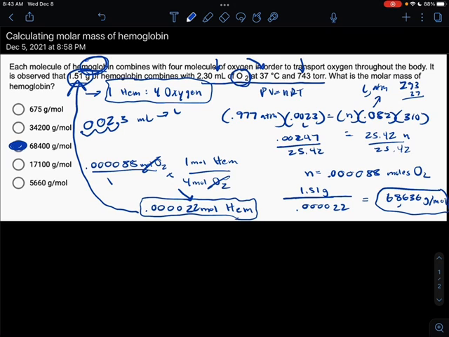So again, what we did in this question: we found the number of moles of oxygen using these variables, then we used the mole ratio to determine how many moles of hemoglobin were used, and then we found the molar mass of hemoglobin by dividing the amount that was seen to react by the number of moles, which gives us the molar mass.